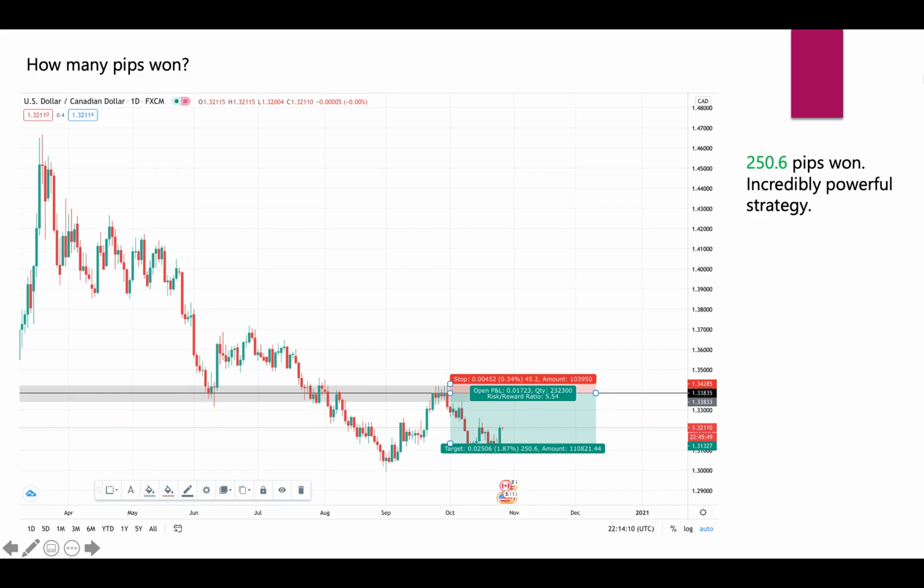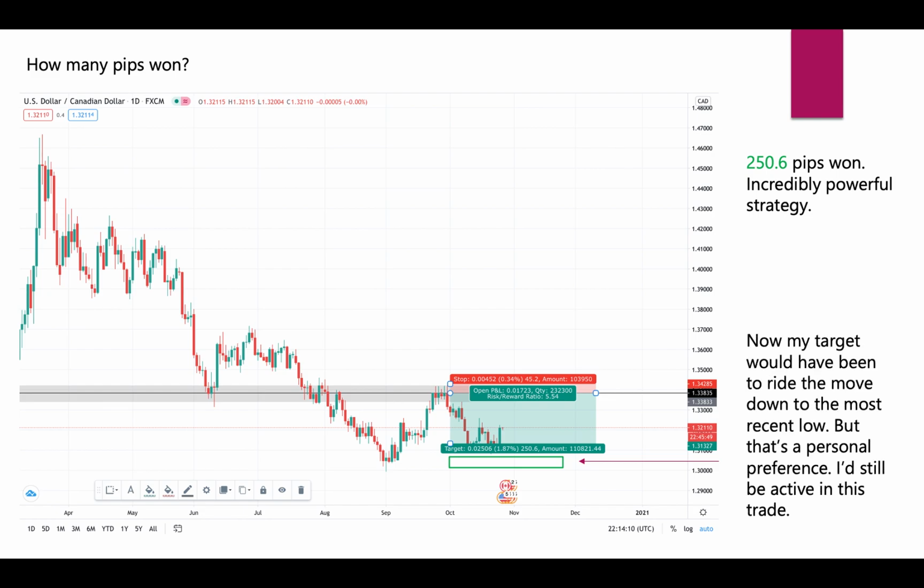Remember that. So we've won 250.6 pips from using that break and retest strategy, trading with the trend, waiting for the break of support, waiting for the retest as new resistance, waiting for 2 or 3 rejections of that new resistance zone, and now the market has continued down in the direction we wanted. So personally, this is where my take profit would have been. So I'd still be in this trade.